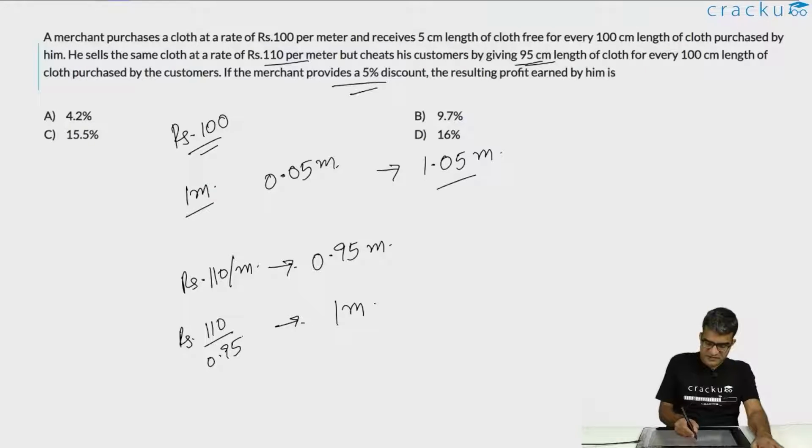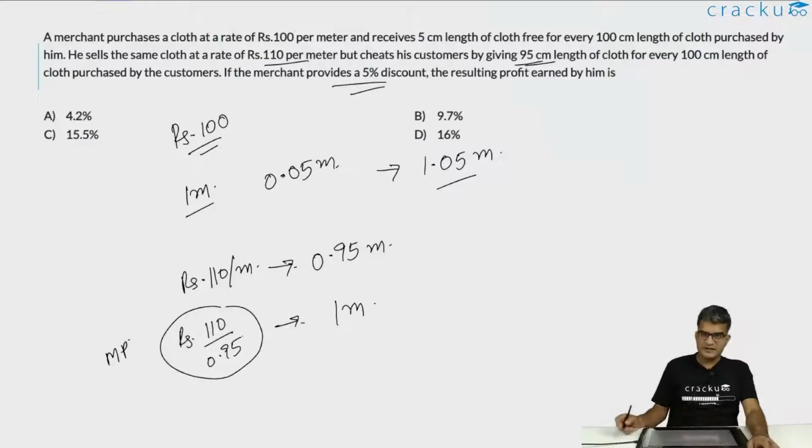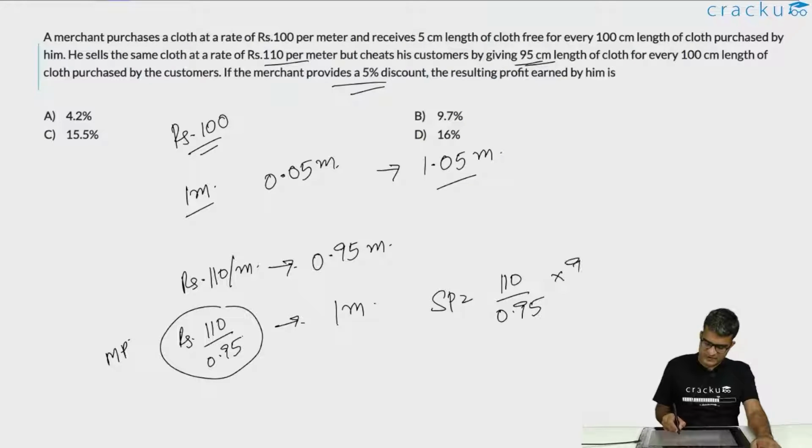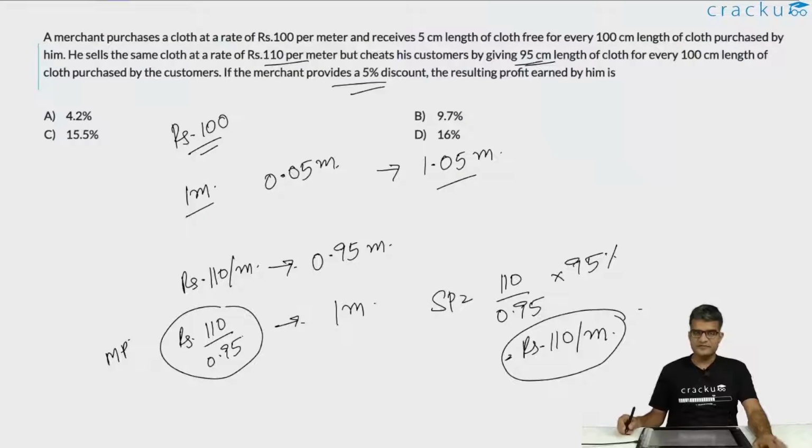Now the merchant provides a discount of 5%. If this is the mark price, the selling price will be mark price into 1 minus discount. So that is equal to 110 divided by 0.95 into 95%, because he is providing a discount of 5%. This is equal to rupees 110. So the actual selling price is 110 per meter. So when he is selling 1 meter, he is collecting rupees 110.